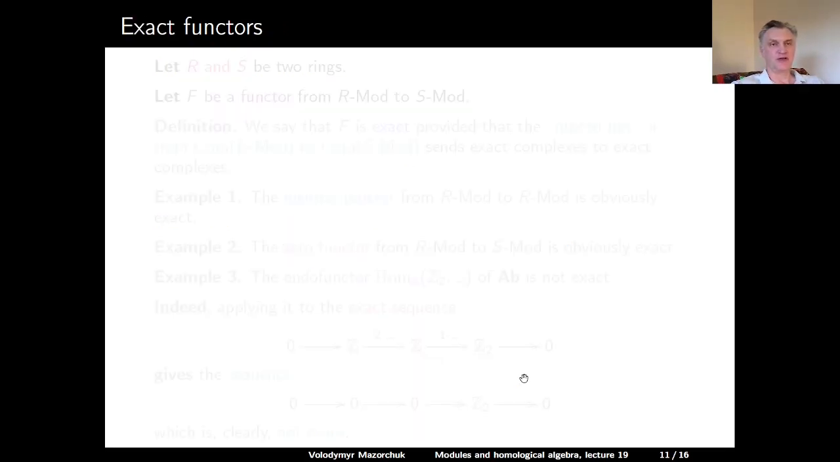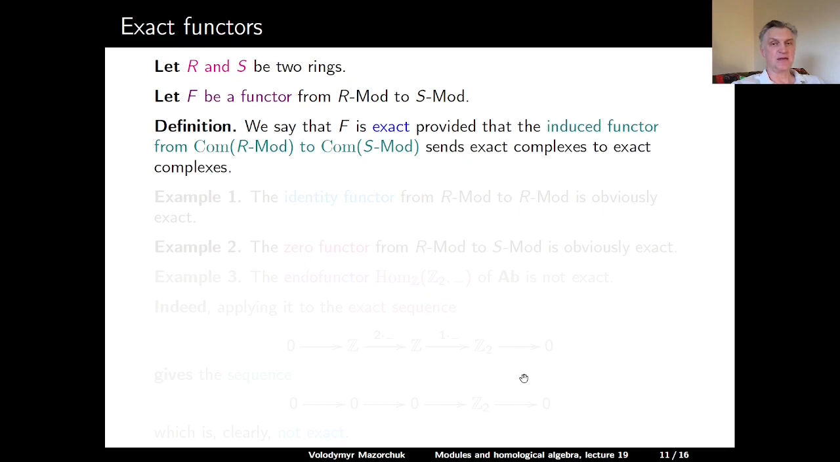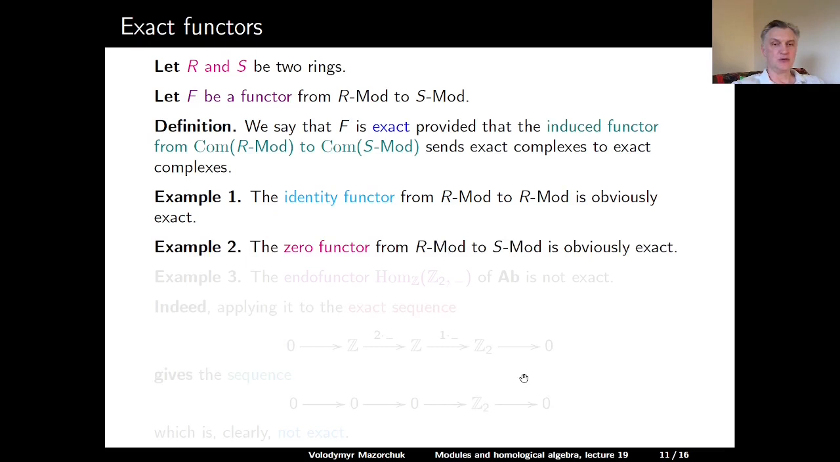Now we can define the notion of an exact functor. Let R and S be 2 rings. Let F be a functor from R-mod to S-mod. We say that F is exact provided that the induced functor from the category of complexes over R-mod to the category of complexes over S-mod sends exact complexes to exact complexes. Example 1, the identity functor from R-mod to R-mod is obviously exact. Example 2, the zero functor from R-mod to S-mod is obviously exact.